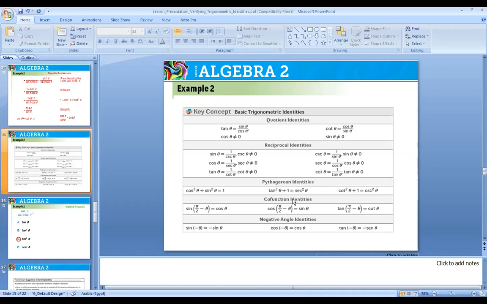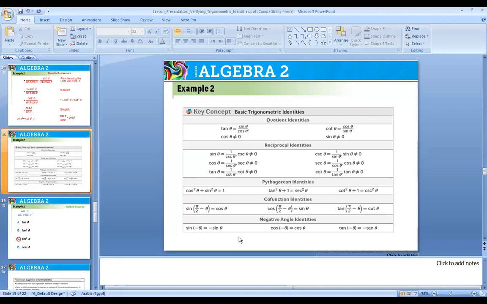The co-function identities. Co-function means we have two complementary angles, which means their sum equals 90 degrees. So if we have two angles whose sum is 90 degrees, the value of the sine is equal to the value of the cosine. For example, sine 30 equals cosine 60, and sine 20 equals cosine 70, and so on. Also for tan and cotan.